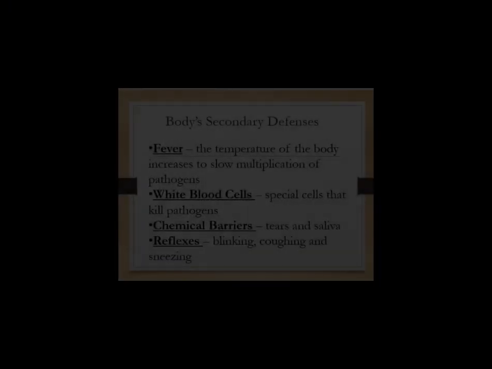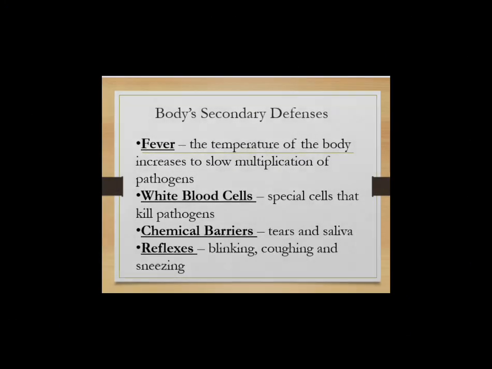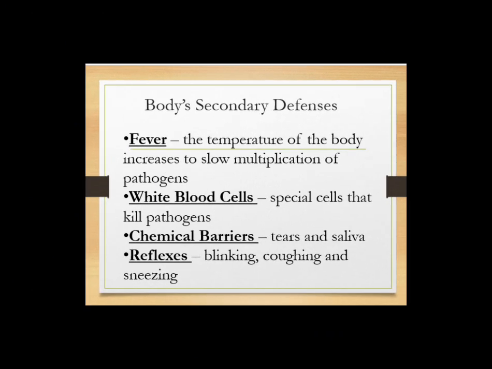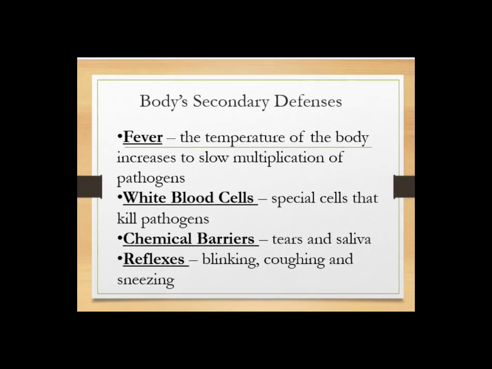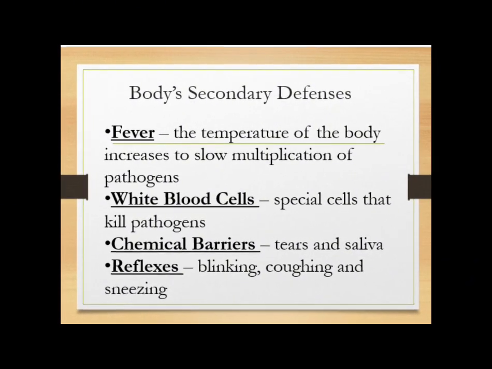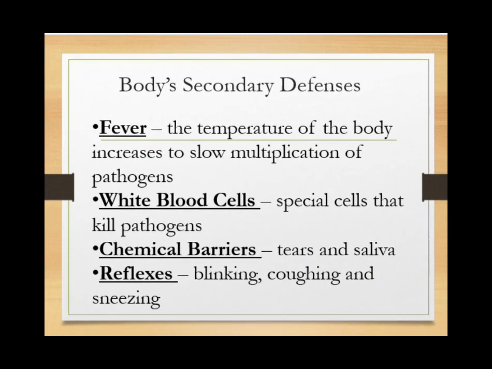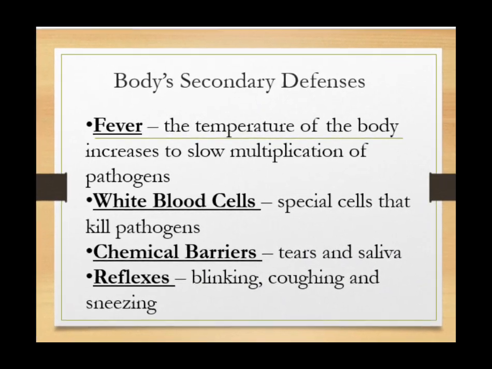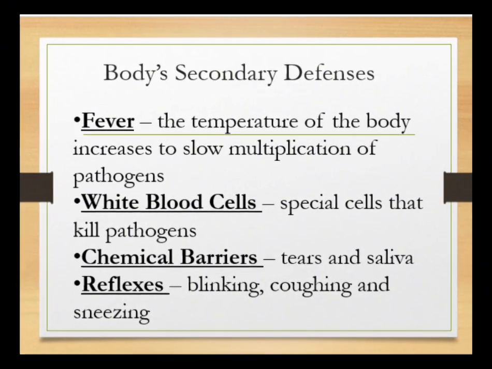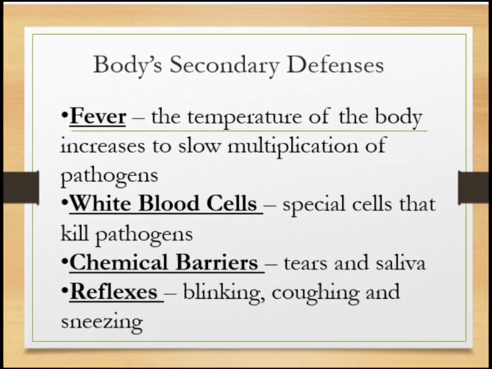And then we want to look at the body's secondary defenses. Let's say we have fever. The temperature of the body is going to increase. This is to slow multiplication of pathogens. And then we have white blood cells. These are special cells that kill pathogens. We have chemical barriers such as tears and saliva, and also we have reflexes such as blinking, coughing, and sneezing.